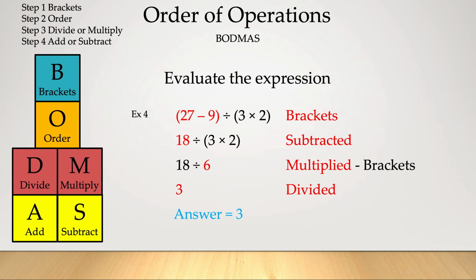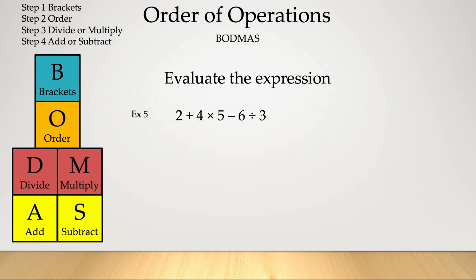So now we're going to go ahead and take a look at the last example, which is 2 plus 4 times 5 minus 6 divided by 3. So in this case, we're going to go ahead and take a look at the steps. We don't have brackets. Okay, but we do have 2 things that are on level 3, which is divide and multiply. Which one do we do first? Well, we're going to do the one on the left first because that is how you read in English.